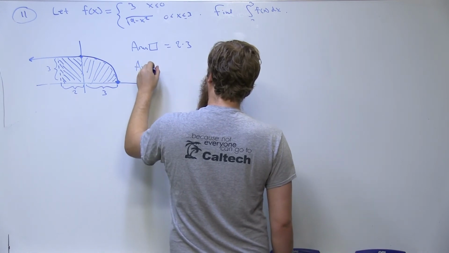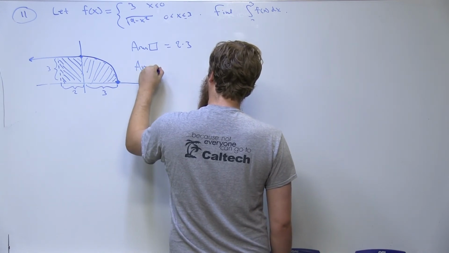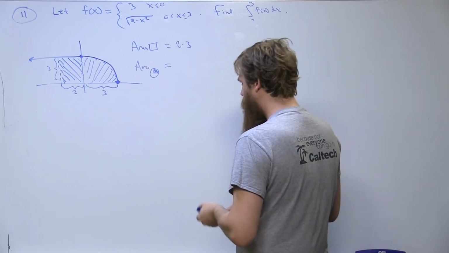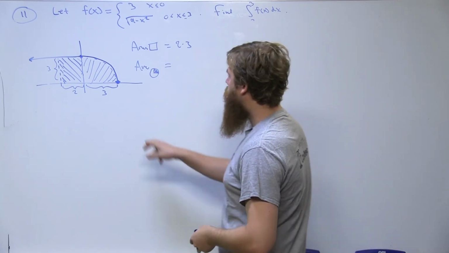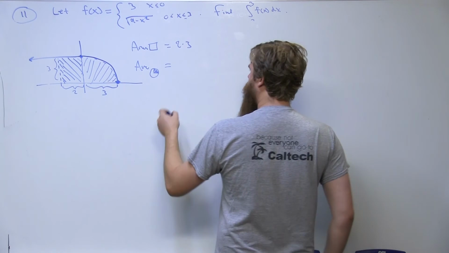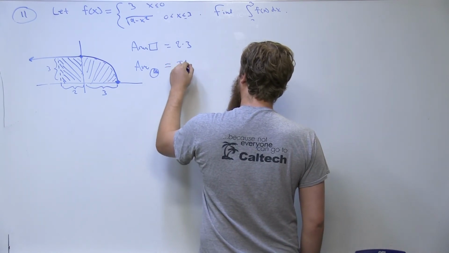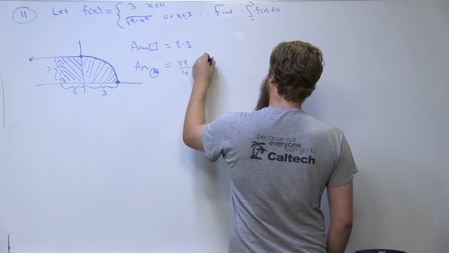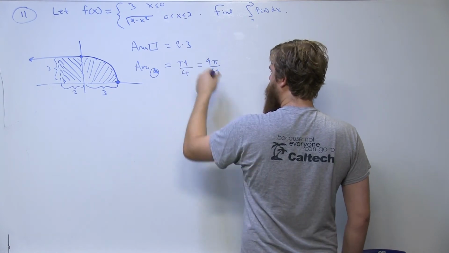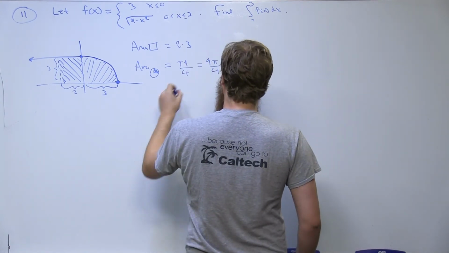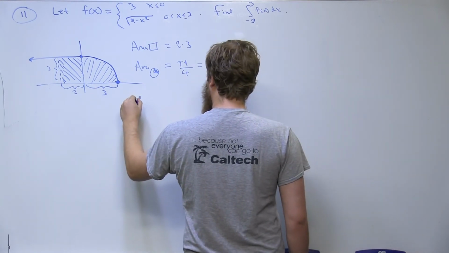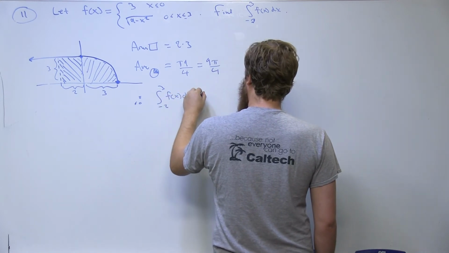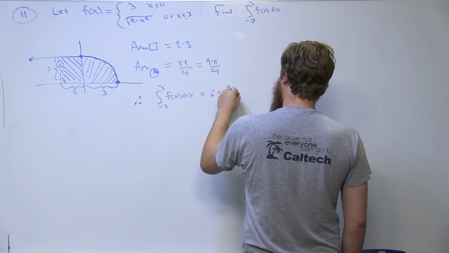The area of the portion of a circle: if this wasn't such a neat division of the circle, you might have to remember how to find the area of a sector of a circle, but we don't even need to go that far. You know this is exactly 1/4 of that circle, so you take the area of the whole circle, which is pi times the radius squared, and you divide it by 4. So 9 pi over 4. You sum these two, you get the total area, which you know corresponds to that integral. Therefore, the integral from -2 to 3 of f of x dx is equal to 6 plus 9 pi over 4.